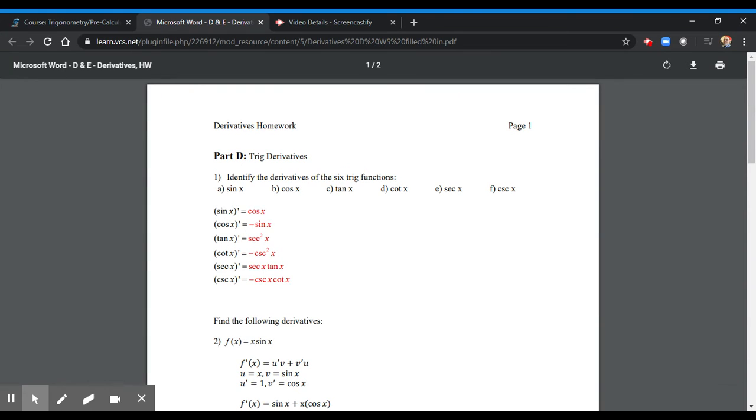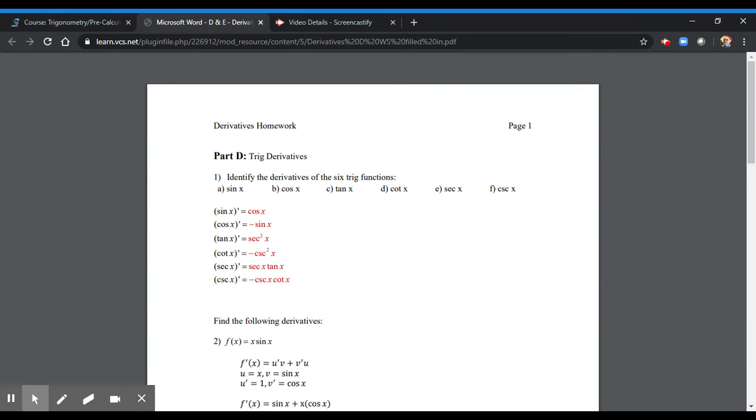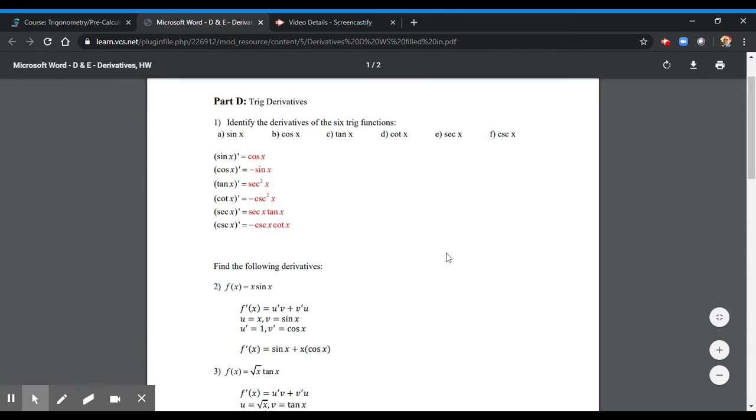Okay, we'll take a quick look at the in-class worksheet here. So, number one, identify the derivatives of the 6 trig functions. Well, we did that in class, and I just copied them here for you. Derivative of sine of x is equal to cosine of x, and here's all the other ones. So, number 2 we'll skip because we did that one in class.